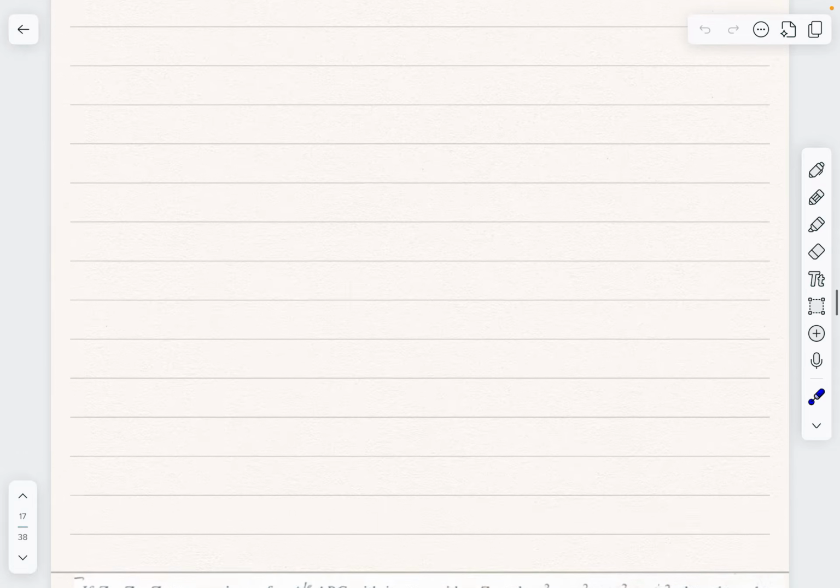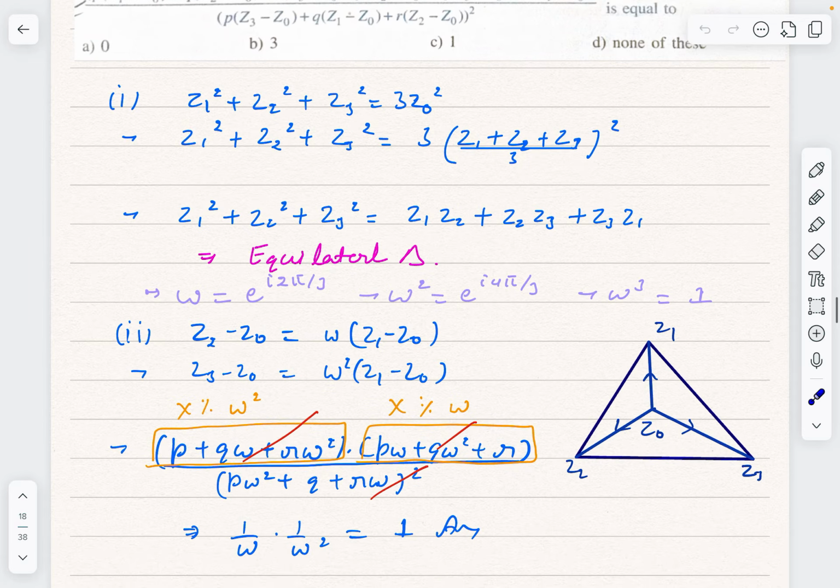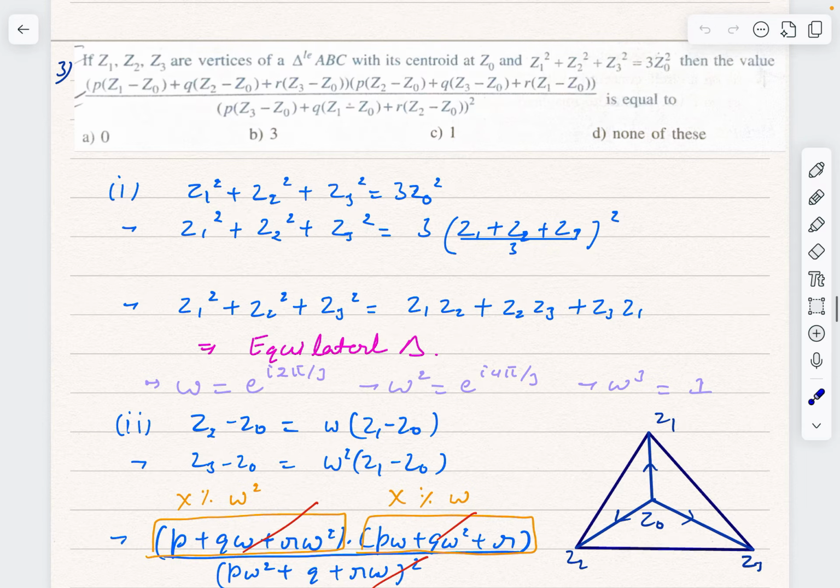Let us start the discussion. The answer for this problem is again 1. See how. First of all, z1 square plus z2 square plus z3 square is 3 z0 square given. What can we conclude from there? You know the centroid will be (z1 plus z2 plus z3) by 3. So when you solve this, you get z1 square plus z2 square plus z3 square equal to z1 z2 plus z2 z3 plus z3 z1, which will make an equilateral triangle.